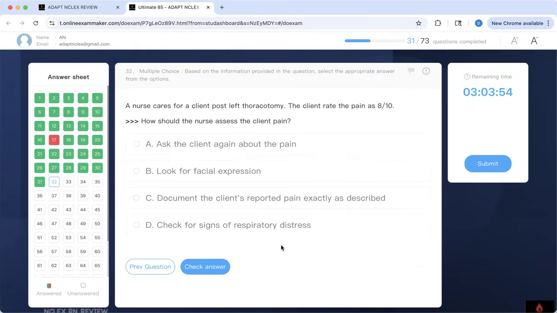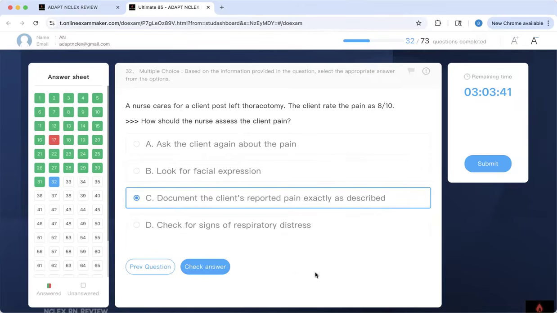How do you answer the question? Bring your concept. Did you pick your answer? I know you picked it. Pain is subjective. Whatever pain the person said they have, it does not matter. If you're looking for a facial grimace, that means you don't believe them. If they said they have 10 out of 10, accept it. Document the client's pain exactly as they describe it because it's subjective.